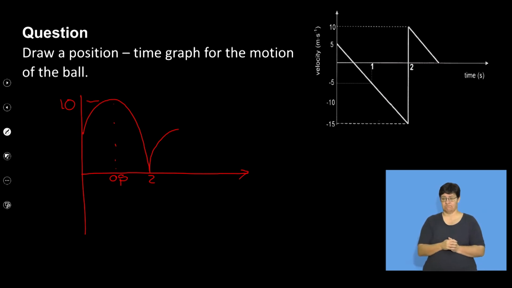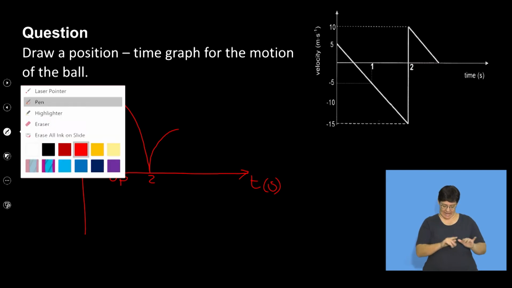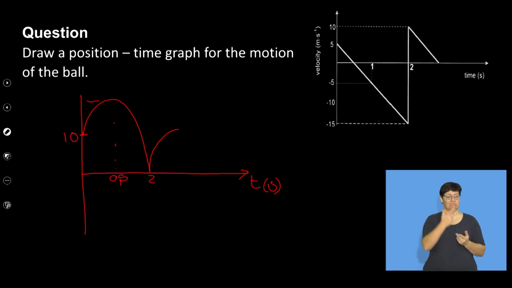And this is time. And no, that's not 10. I'm lying to you. This is 10. We didn't work out how high it went. There we go. Pen. And this is position. So that's not so bad. I've probably drawn the second bounce a little too high, but we're not going to worry too much about that.